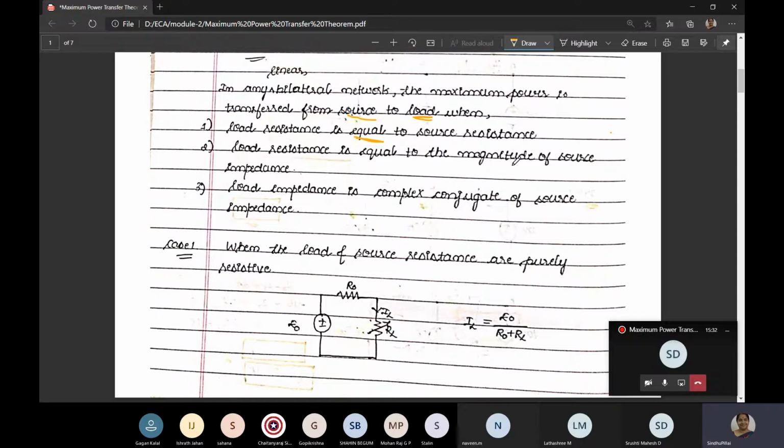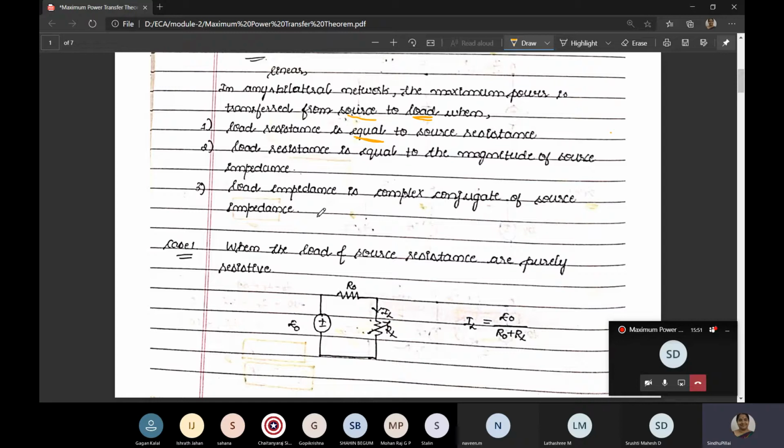So what do we mean by this magnitude of source impedance? Since we'll get J terms when we go with impedance, it is not purely resistance. We'll have J terms, which means we'll have inductance and capacitance. So we have to take the magnitude of it, the root of that magnitude. That formula I will show you.